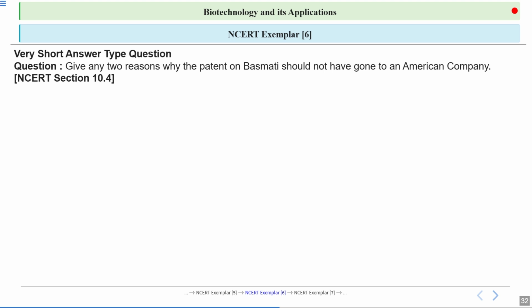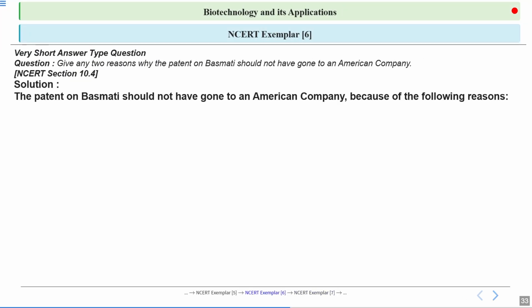Next question. This is an NCERT exemplar question, very short answer type. It is asking us to give any two reasons why the patent on basmati should not have gone to an American company. This is from NCERT section 10.4. We have to give two reasons why this patent given to the American company should not have been given.